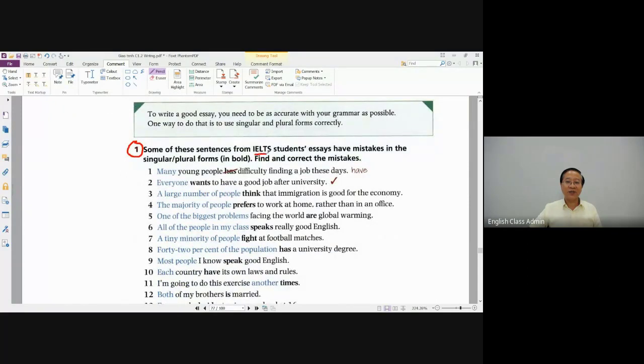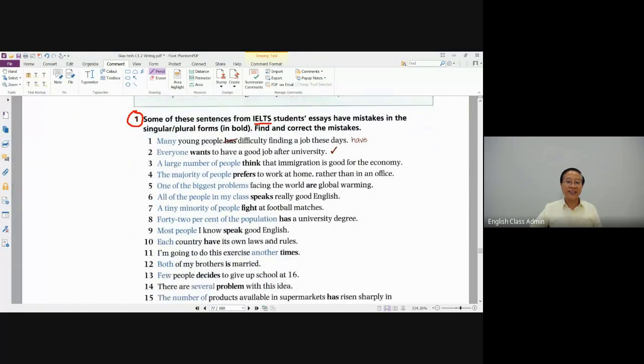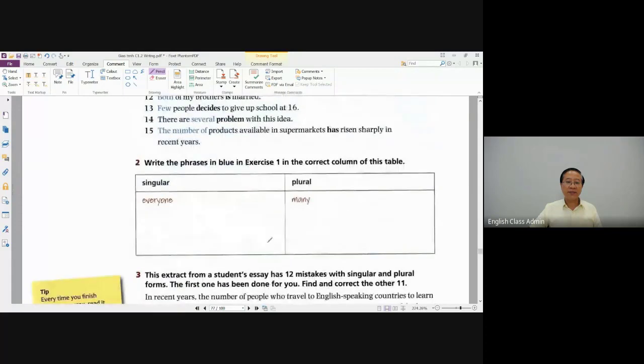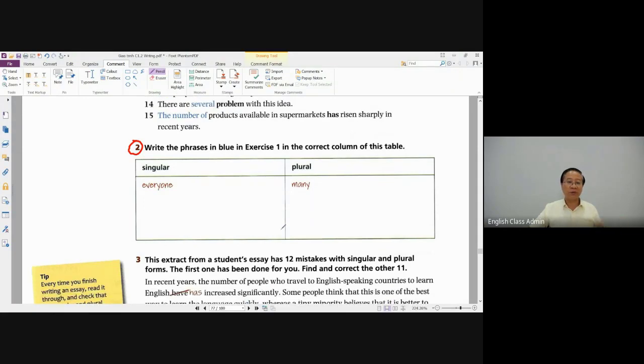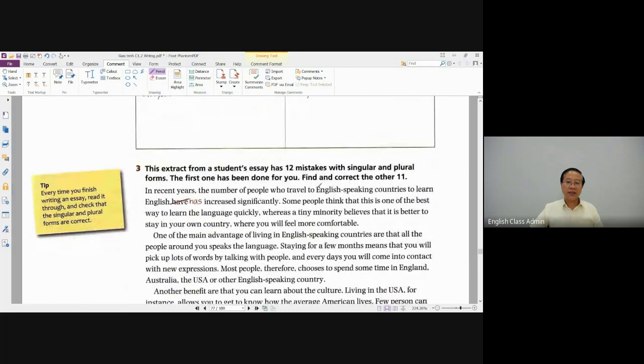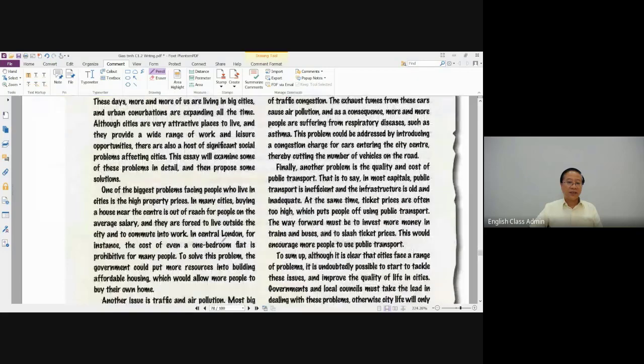Yes, it's also for IELTS writing. Exercise 1. Exercise 2 will help you to review the use of singular and plural. What phrases should be used in singular? What phrases should be used in plural? And this one, remember, there are 12 mistakes. This exercise helps you to improve the editing skills.